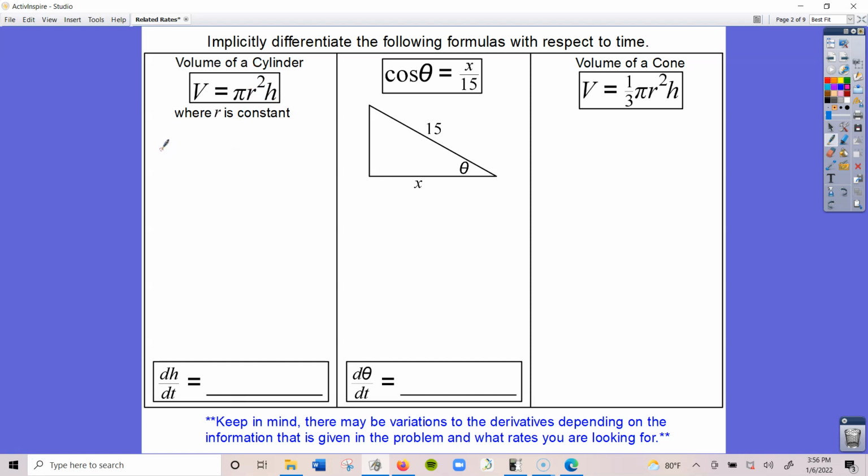So my derivative here would be dV/dt equals, remember this all represents a number, pi r squared, times the derivative of h, which is dh/dt. Where h represents height, so dh/dt is the rate at which the height is changing.